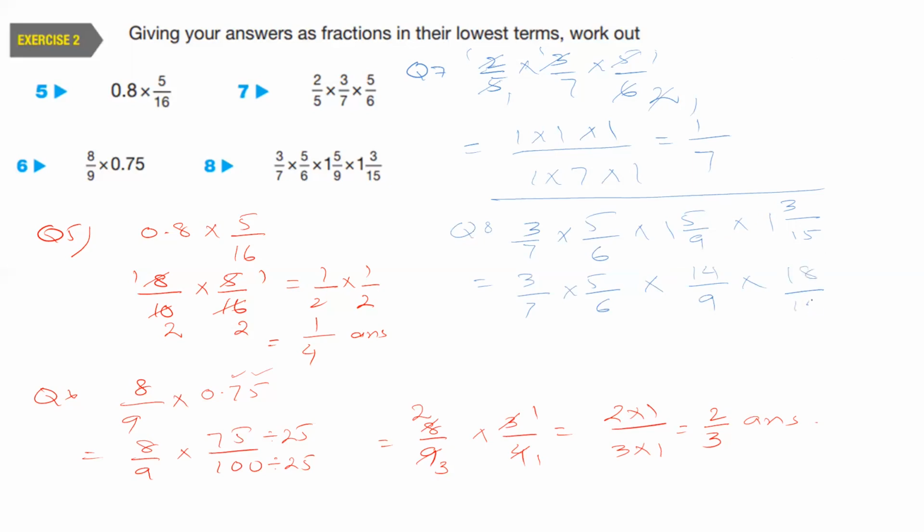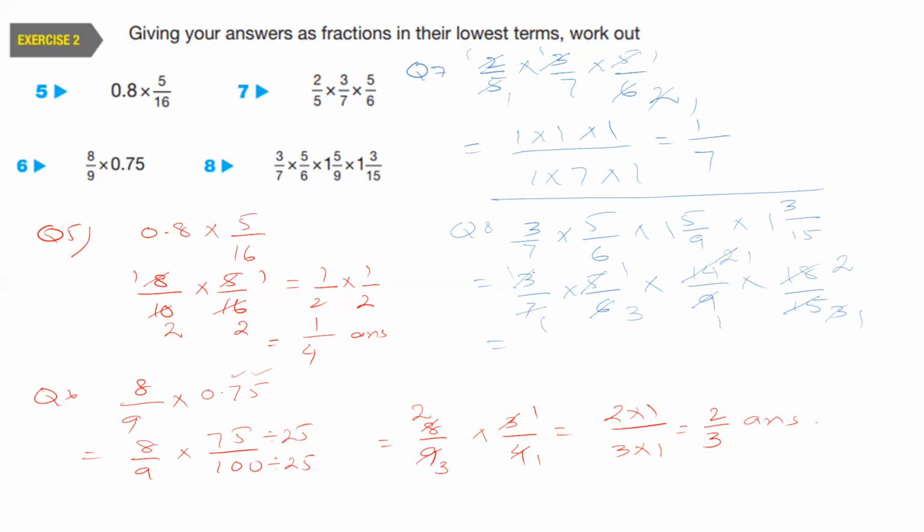18 upon 15. Now we check which numbers we can cancel between the denominator and the numerators of any fraction. So we see here this 5 times 1, 5 times 3, 15. So this 5 and 15 have cancelled each other with 1 and 3. Now we have 3 in the numerator of one fraction. So we write 3 ones are 3 and this 3 cancels out. 3 ones are 3. Now 7 times 1 is 7, 7 times 2 is 14. 9 times 1 is 9, 9 times 2, 18. Now we have the 6. Now we know 2 times 1 is 2, 2 times 3 is 6.